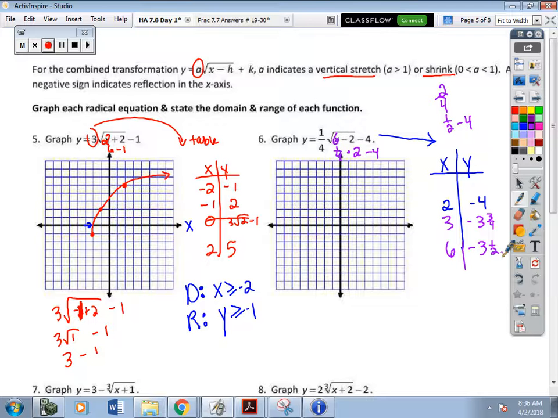You wouldn't want to go any smaller than this, because if you pick something smaller than this, you're going to get negatives under your square root. So that does kind of tell you that this is going to be your starting point.